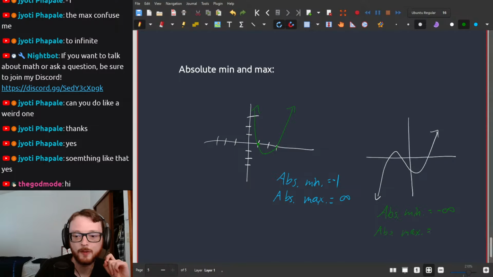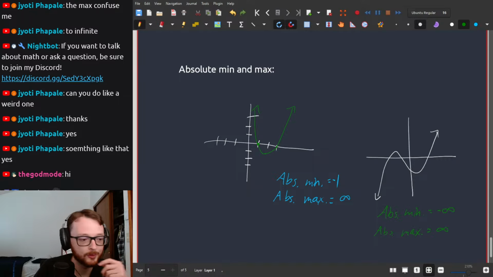And then likewise, we have an arrow pointing upwards. So our maximum is also going to be positive infinity.